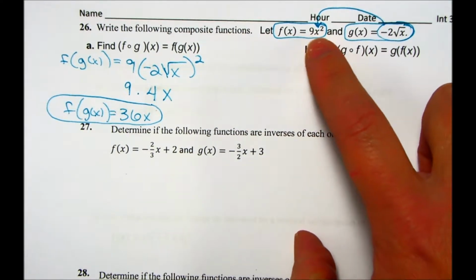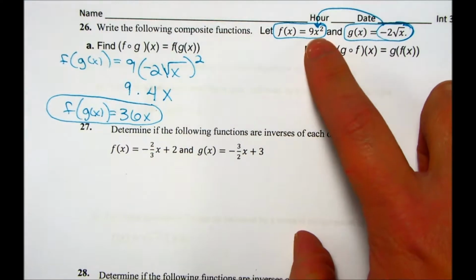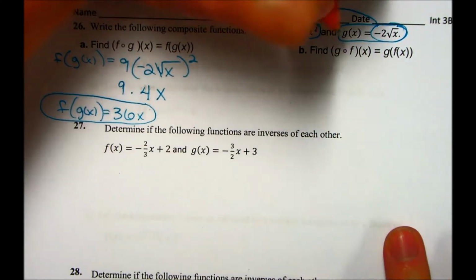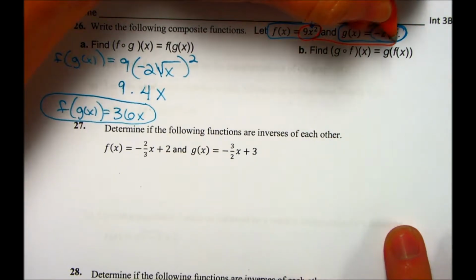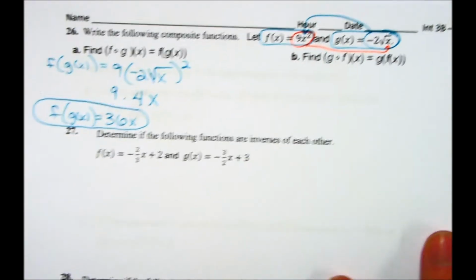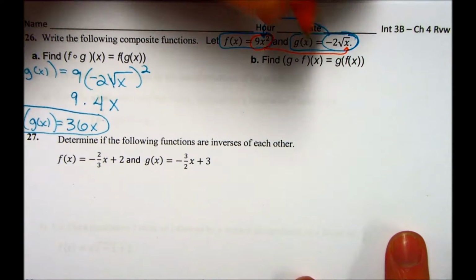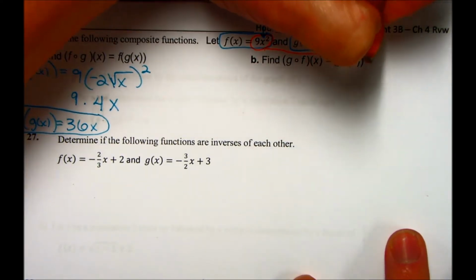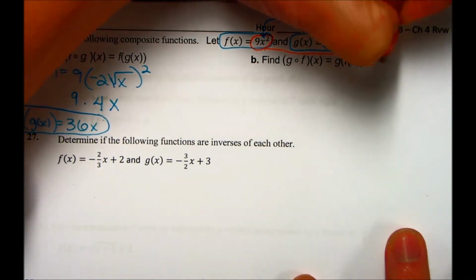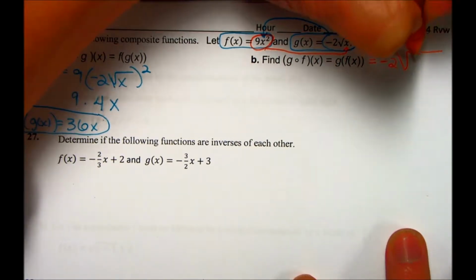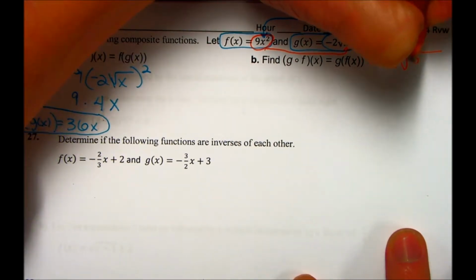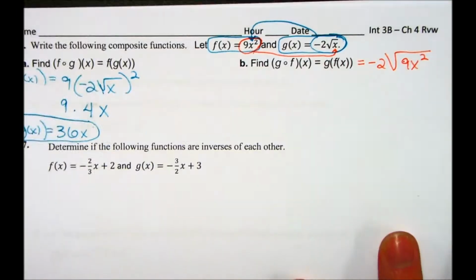All right, the next one, for part B, instead of substituting the g function into the f function, we have to substitute the f function into the g function. So we're going to take that 9x squared and substitute it for x into the other function. So the negative 2 would stay the same in front, but instead of x under the radical, it's going to be 9x squared under the radical.